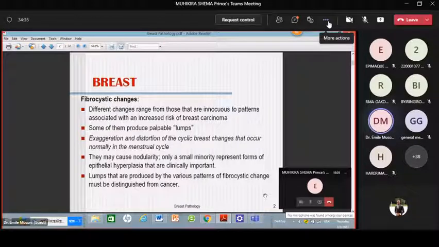what we call fibrocytic changes. These are cystic changes in the breast. Some produce a palpable mass known as a lump. In fibrocytic changes, there is exaggeration and distortion of the cyclic changes that occur normally in the menstrual period. So they may cause some nodularity and some small lumps, as we said before.